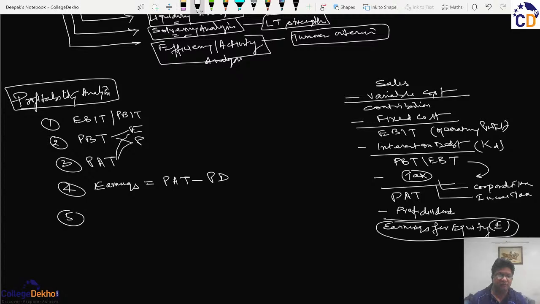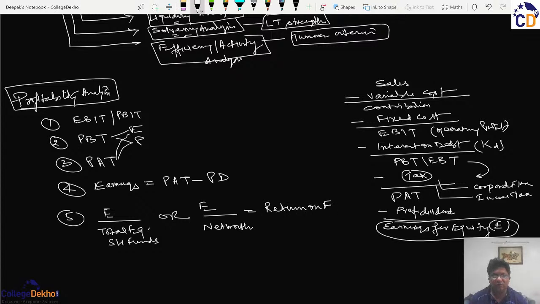And therefore, if we divide these earnings by the total equity shareholders' funds, or by the net worth, and this net worth belongs only to the equity shareholders, then we have this concept of return on equity, that is ROE.